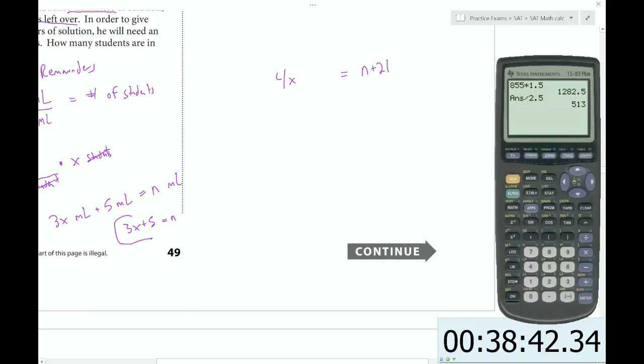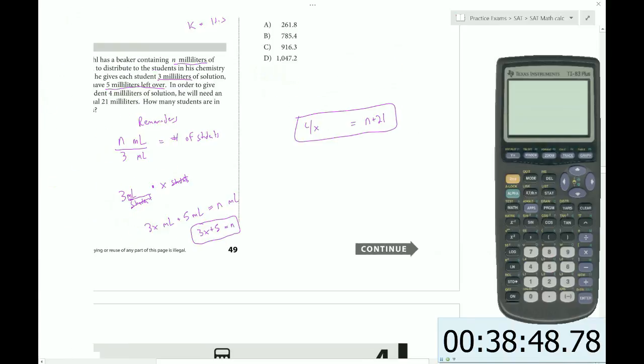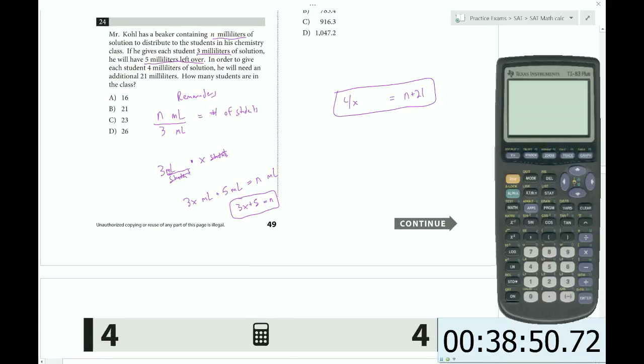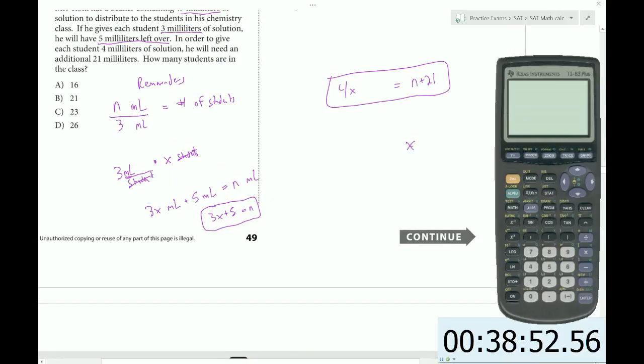And here we have 3x plus 5 equals n. So here we have a system of 2 equations with 2 unknowns. So of course we know how to solve those. And in this case we're looking for x. So we want x, we have to get rid of n. So to get rid of n, we can isolate for it and plug in. Here it's already isolated, so we can plug it in for the n that's here.